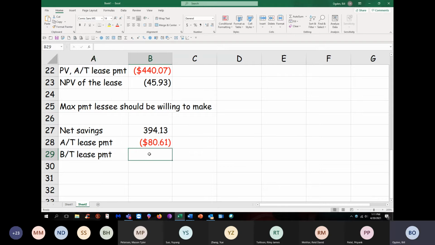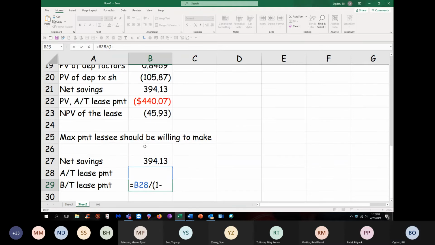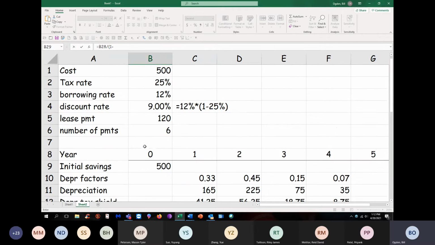Okay, and we can do that very easily. We'll take the after-tax payment. And how did we find an after-tax payment? We took the before tax multiplied by 1 minus t. So we'll just flip that process. This time we'll take the after-tax payment and divide by 1 minus t. So we're just reversing it. So what would this have been on a before tax basis? So 1 minus the tax rate of the lessee.